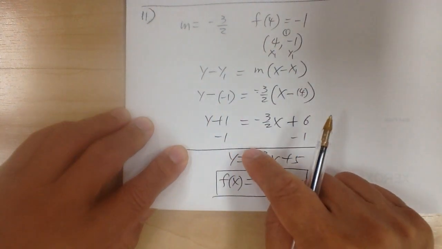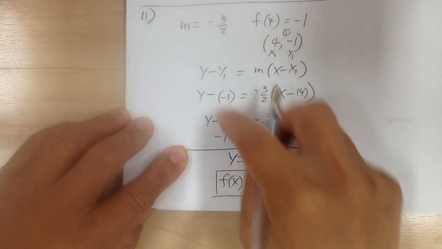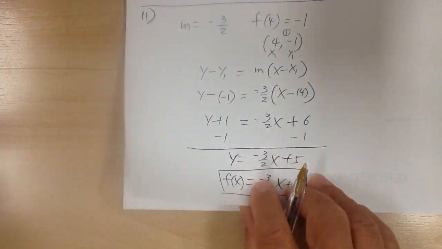When you're working through this, I kind of like to use a y. It's less confusing, and when I'm finished, I can just go and switch over.